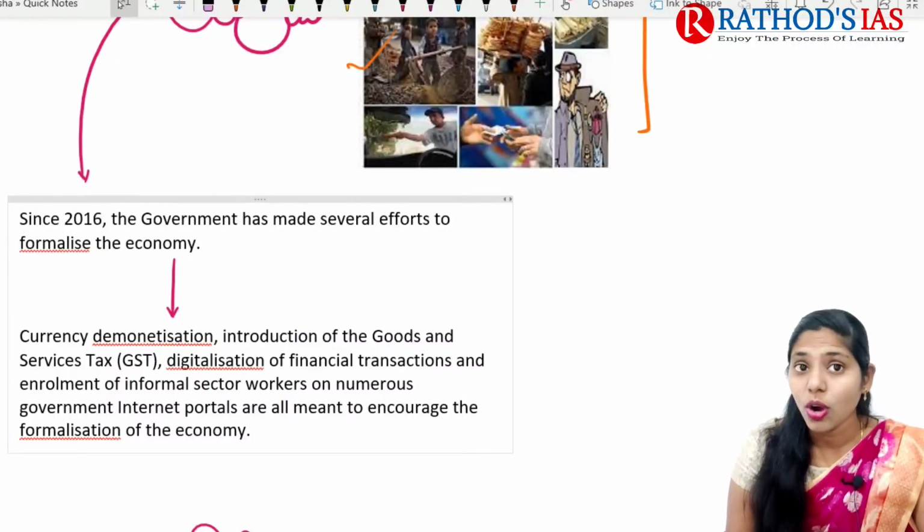And next, the government also came up with enrollment of informal workers on numerous government portals as well.